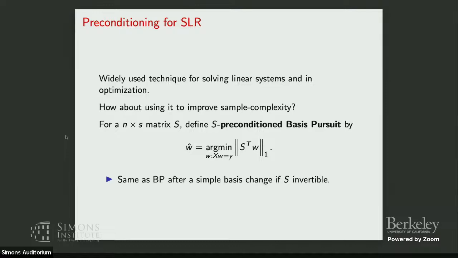So what is preconditioned basis pursuit or preconditioned lasso? You're still looking to solve x times w equals y, but instead of minimizing the L1 norm of w by itself, you try to minimize the L1 norm after some basis change. Okay. So if S, the preconditioning matrix, is invertible, this essentially corresponds to making the transformation S inverse X. You have your original X, you make it S inverse X, and then you're running Lasso. Okay. Both are equivalent.